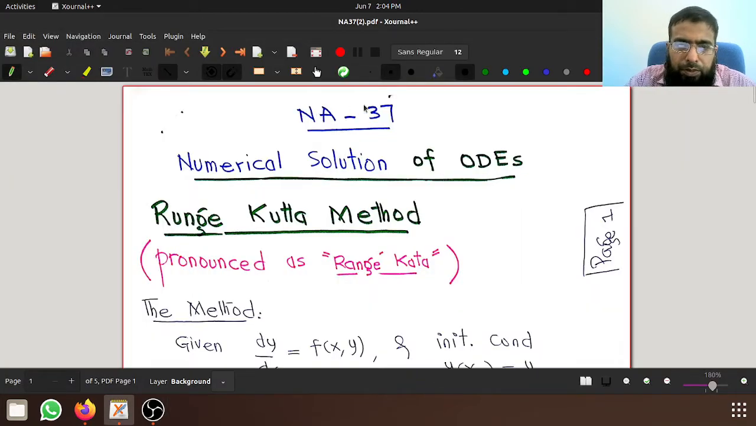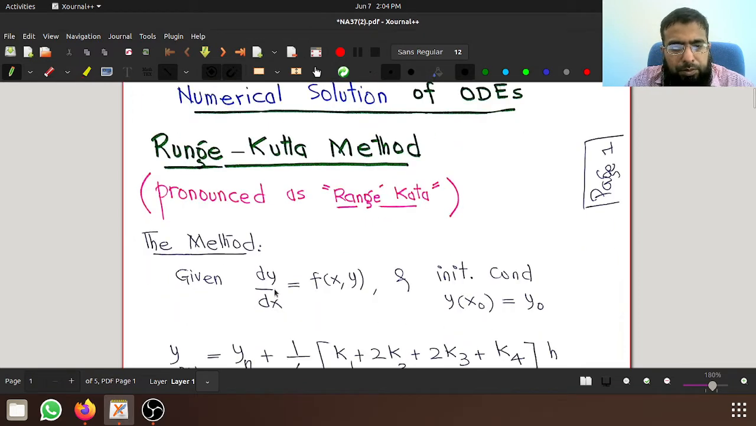Welcome to the 37th lecture on numerical analysis. We are studying numerical solution of ODEs, ordinary differential equations. In the last lecture we studied the Taylor series method for the numerical solution of an ODE, but in this lecture we'll study the Runge-Kutta method. It is pronounced as Runge-Kutta. Runge was a scientist, Kutta was also a scientist, so it is actually a method proposed by two scientists.